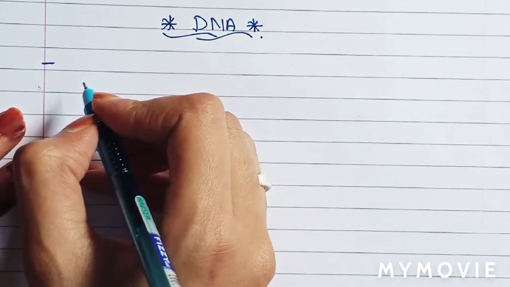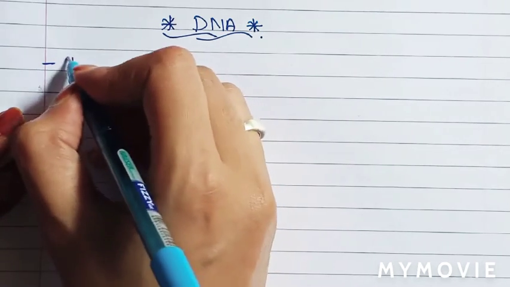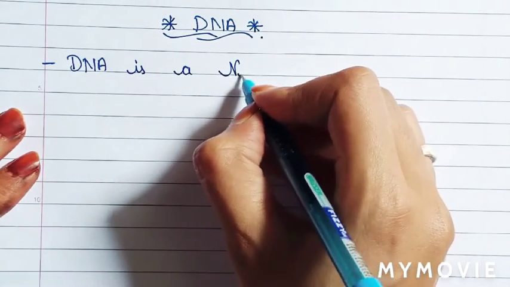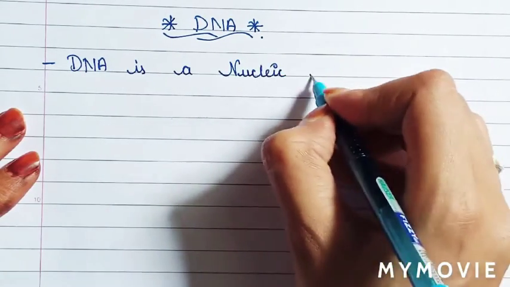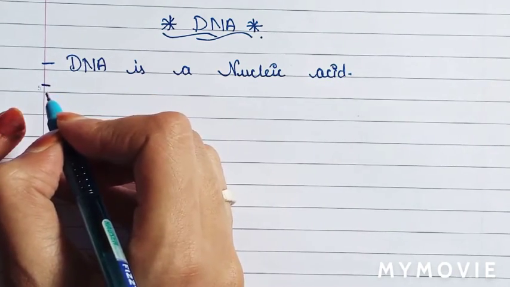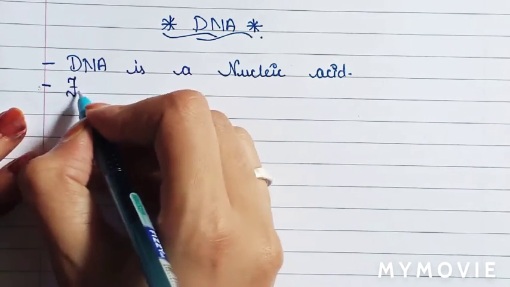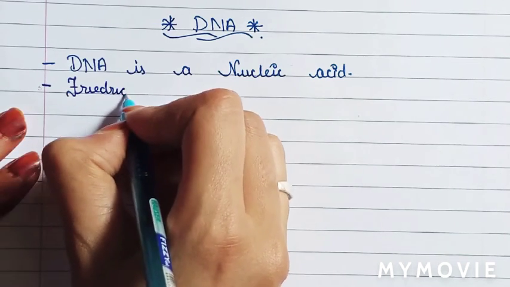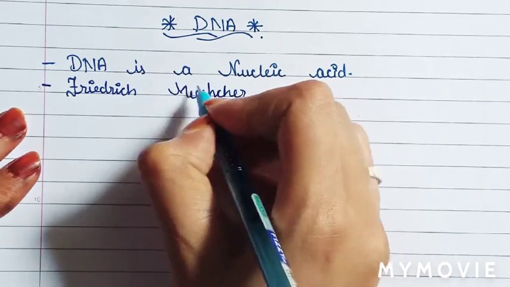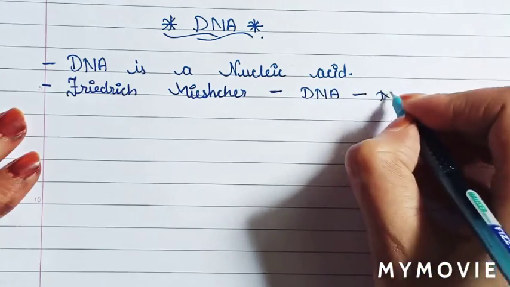DNA is a nucleic acid. There are two types of nucleic acid, deoxyribose nucleic acid and ribose nucleic acid. So we will write here DNA is a nucleic acid. And who said that DNA is a nucleic acid? Friedrich Miescher reported that the DNA is a nucleic acid. Okay.